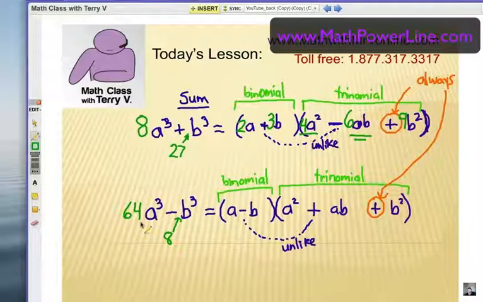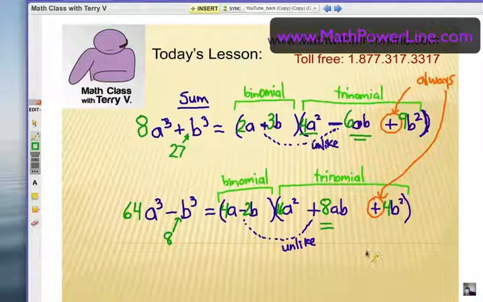64. Well, yes, that's a perfect cube. It's 4 times 4 times 4. So put a 4 there and square it to put 16 there. All right? 8b to the third is 2b times 2b times 2b. So put a 2 coefficient there and square it to have a 4b squared third term in the trinomial. Now the middle term, the coefficient there is just the product here. 4a times 2b, 8ab. And then we have all those sign patterns we have to look at.